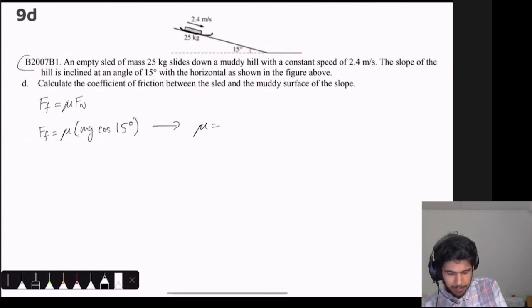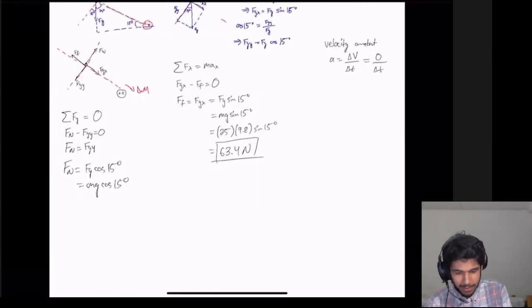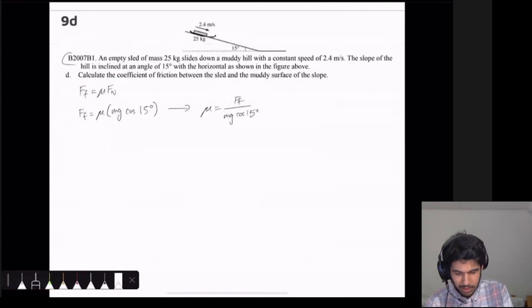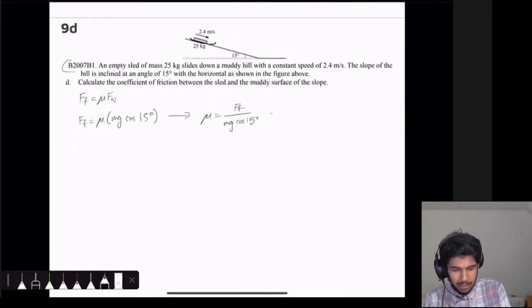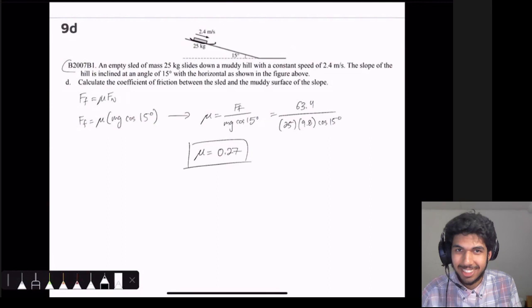Now let's solve for mu. Ff divided by mg cosine of 15 degrees. And now we have everything. We just solved for Ff up here. That is 63.4. So let's substitute that back in. Equals 63.4 divided by mass of the sled, 25 kilos. G, 9.8. Cosine, 15. I don't really know what that is off the top of my head. That tells us mu equals 0.27. That's our answer, and that's the last question of today.